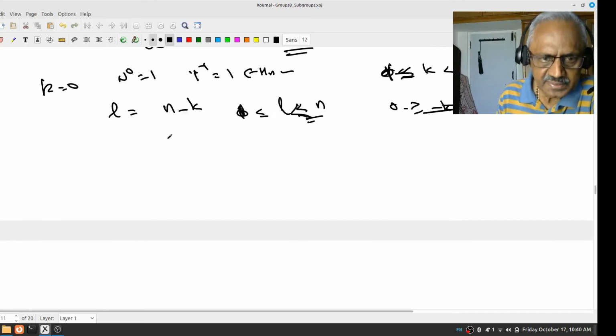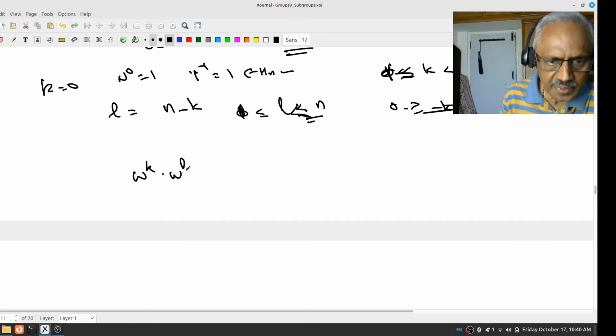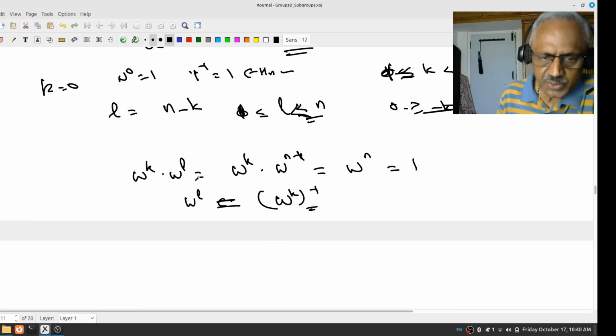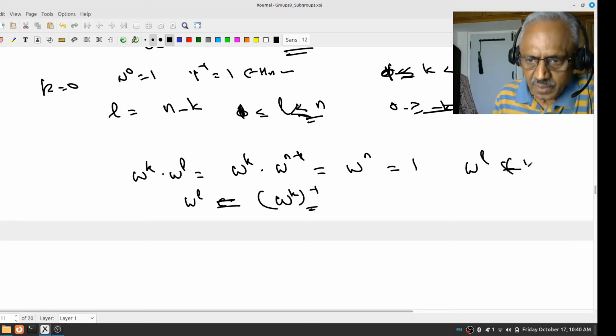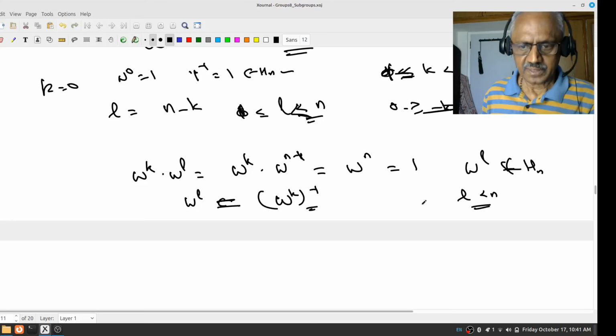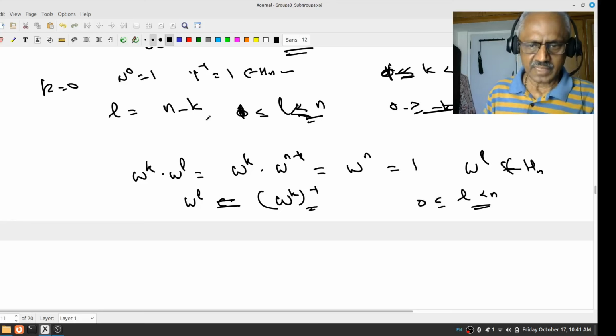Am I clear? Now what is omega power k into omega power l? It is omega power k into omega power n minus k, that is omega power n, which is 1. Therefore, omega power l is equal to omega power k's inverse. To make sure omega power l belongs to Hn, I have to make sure my l is less than n. That's what we just did. It has to be 0 ≤ l, but that we already took care of, therefore it must be strictly less than n.